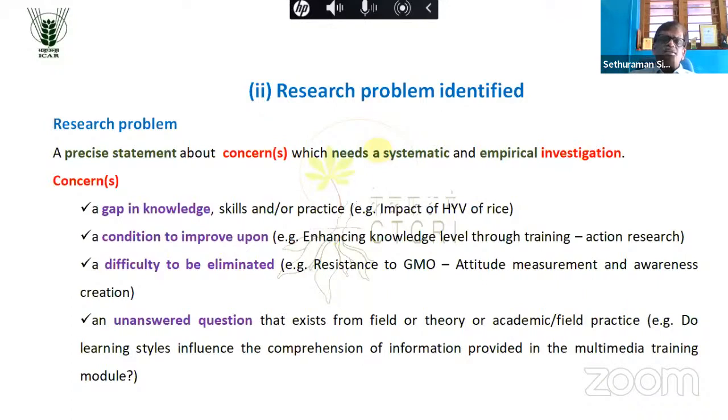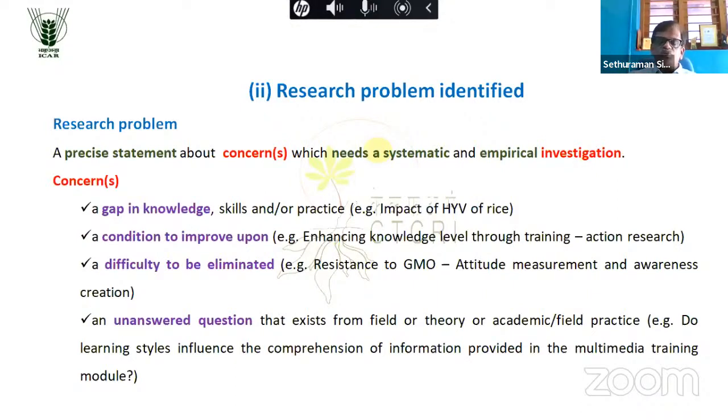Okay, what exactly is the research problem? I already explained it. So there is a gap in knowledge or skill or practice, for example, that the information about the impact of high yielding variety of rice is not available. Another is a condition to be improved upon, like enhancing the knowledge of the farmers through a training program or action research. Then a difficulty to be eliminated: farmers are resisting the GMO crops.